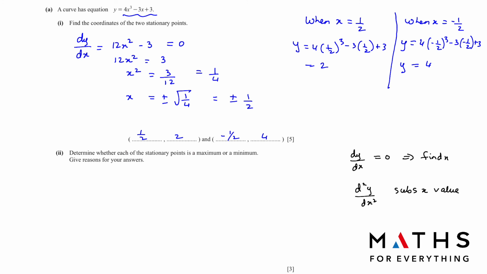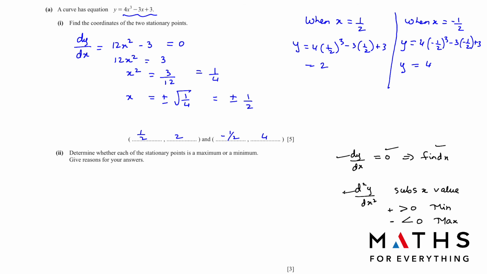When you substitute your x value, you get a positive value for your d2y over dx2. It is more than 0. That is a minimum point. If you get a negative value less than 0, that point is a maximum point. We have already finished differentiation. We made it equal to 0. We found our x. Now only this step is remaining.